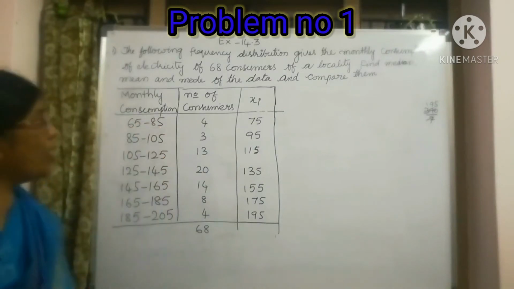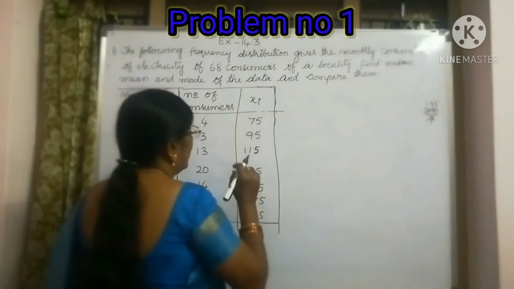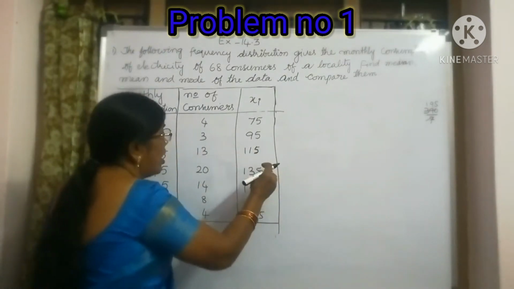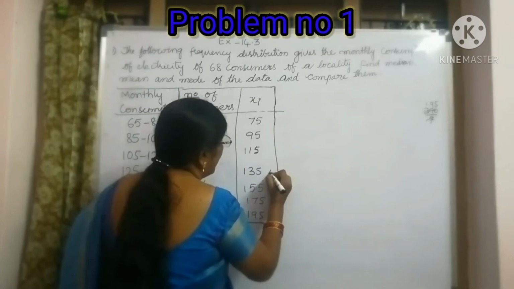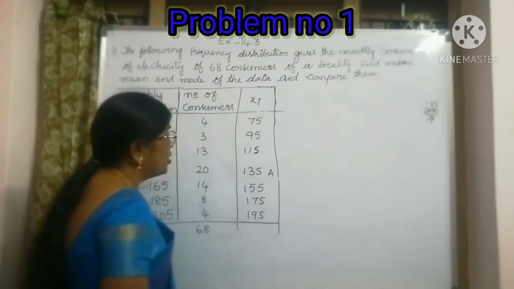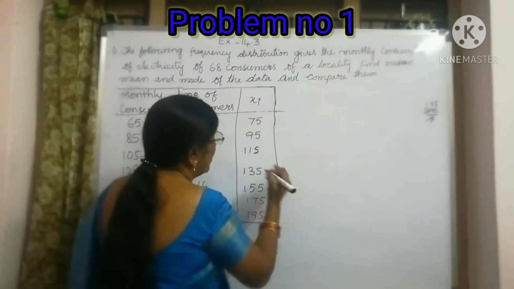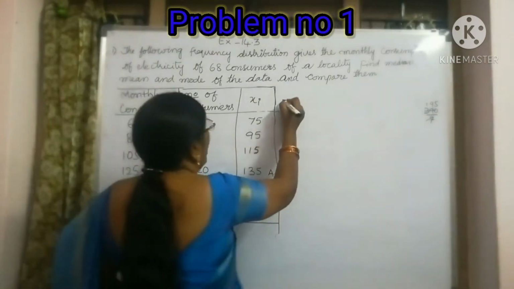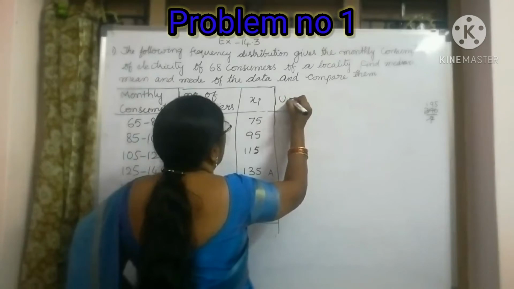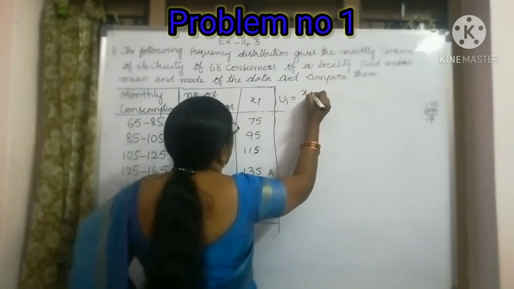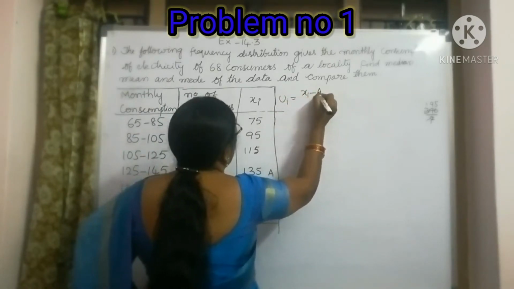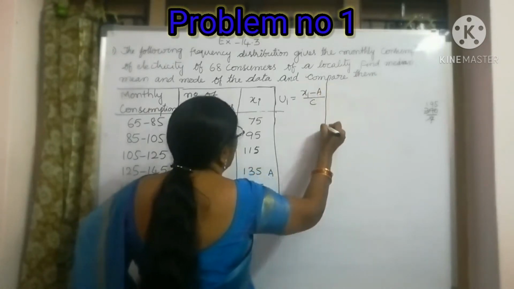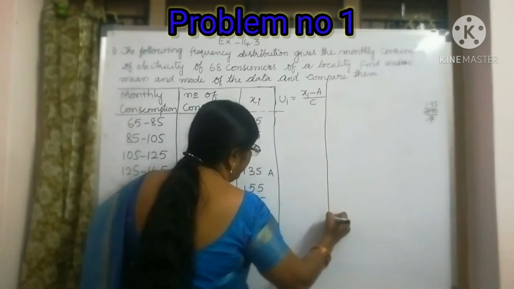Now, we have to take one of these observations as A. I am showing you this with the assumed mean method. If we suppose this as A, now we have to find ui. ui is xi minus A by the class interval. This we have to calculate now.